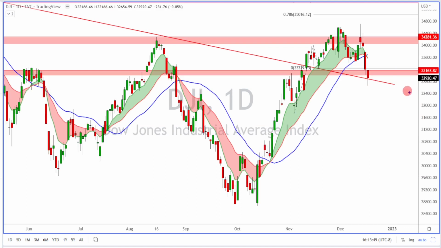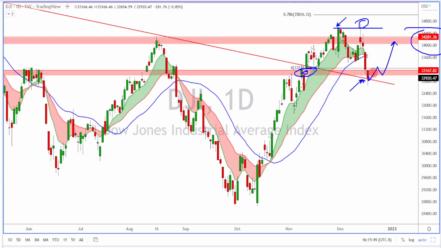And for the Dow Jones Industrial, see the Dow Jones Industrial came up and tagged this high, but was unable to close above it and pulled back. And right now it's dipped back down to this zone here and also filled this little gap here. So right now it's still holding above this downward trend line here. So see, would it be able to get a bounce back up next week for this 34,400 area?